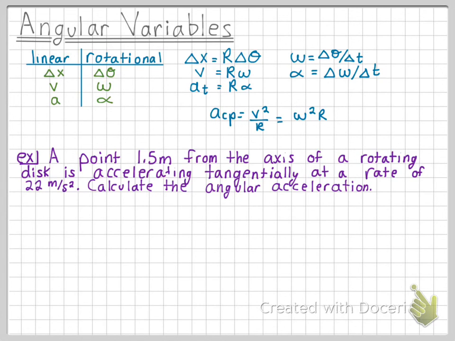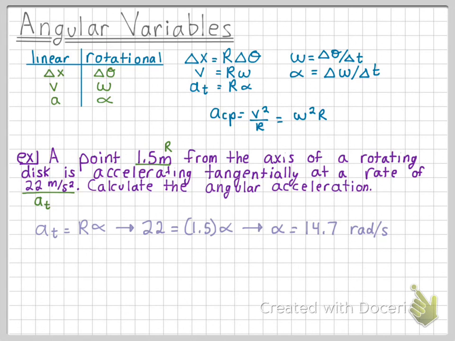A point 1.5 meters away from the axis of a rotating disk is accelerating tangentially at a rate of 22 meters per second squared. Calculate the angular acceleration. So once again, we know that the radius is 1.5 meters and that the tangential acceleration is 22 meters per second squared, and that we are looking for angular acceleration. We know the relationship between angular and tangential acceleration is this equation here. So we can plug in our known values and solve for the angular acceleration, which is 14.7 radians per second.